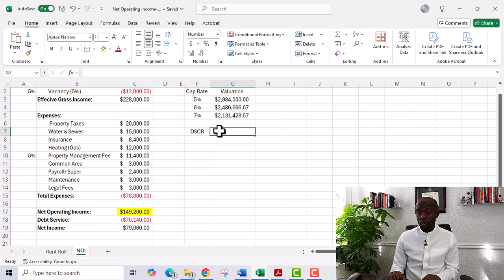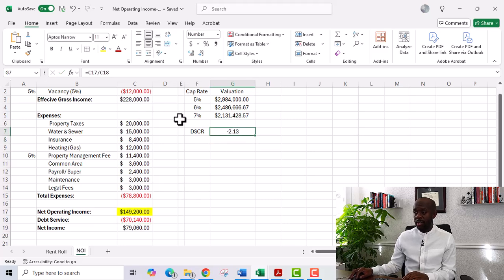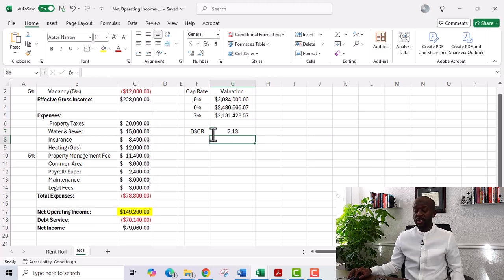In order to do so, we're going to take our net operating income and divide it by the debt service amount. And that's going to bring us to our debt service coverage ratio. Now, in this scenario, the debt service coverage ratio for this property is going to be 2.13. And what that essentially means is that for every dollar of debt service there is, the property makes $2.13.